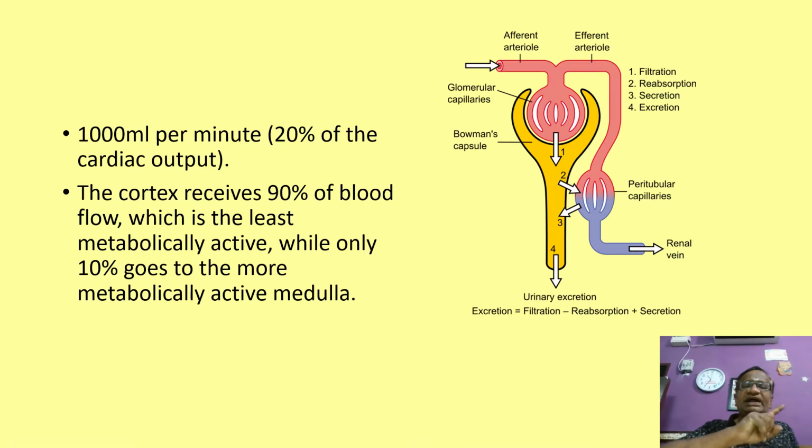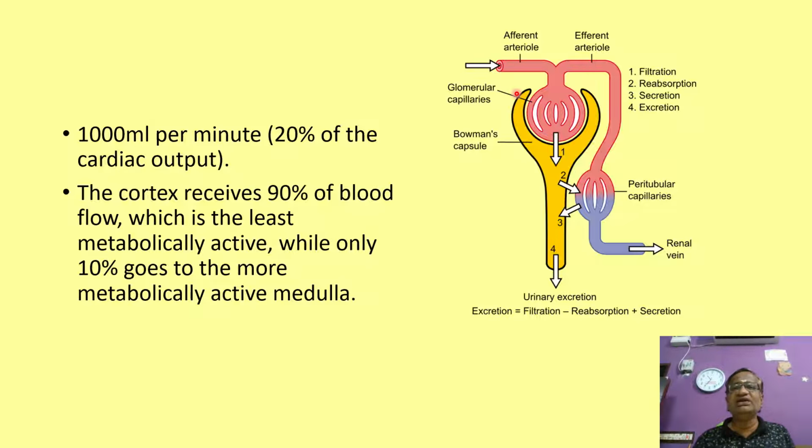Around 1 to 1.2 liters is the renal blood flow. Renal blood flow is 20% of the cardiac output. Now you see, the cortex receives 90% of the blood flow, but it is the least metabolically active, while only 10% goes to the more metabolically active medulla. So it is the Bowman's capsule, the afferent arteriole and the efferent arteriole. This is the most important difference between any other tissue and this.